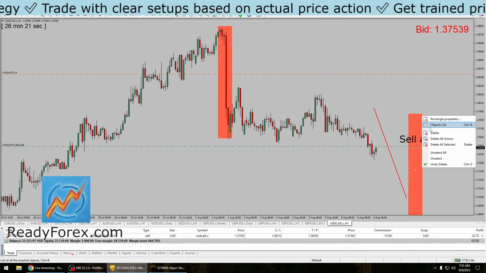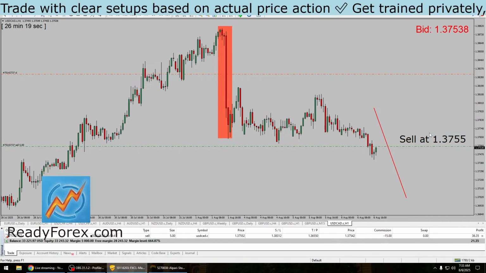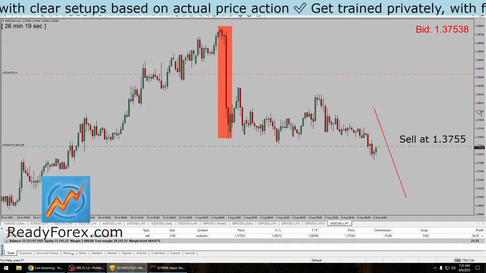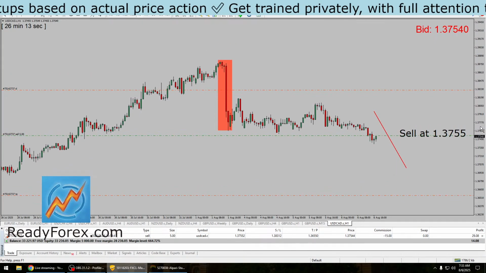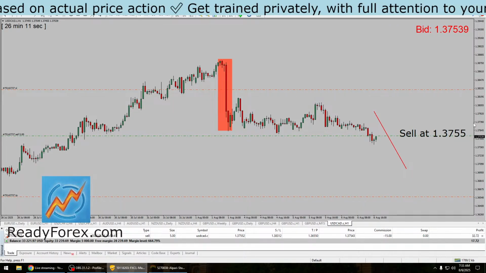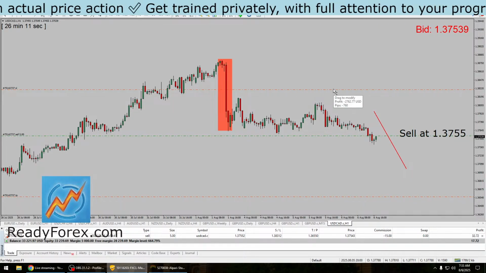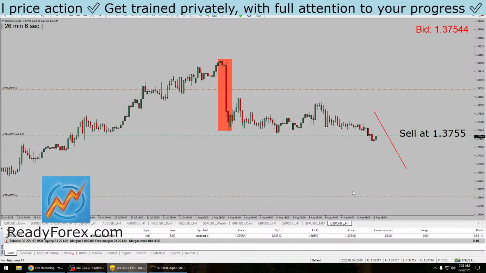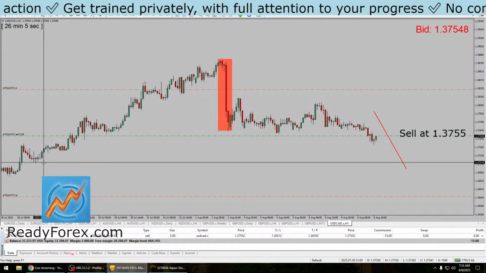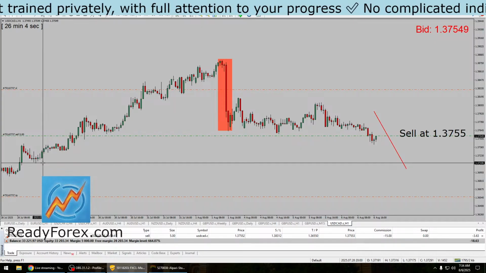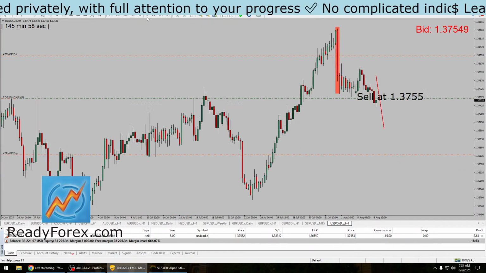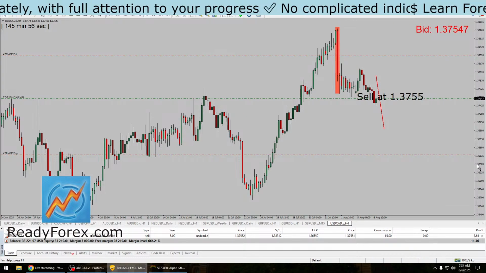Let me do a little bit of adjustment. Stop loss is a bit over here, and where's the next support? The next support is around 1.3710. Let's go to a 4 hour chart.